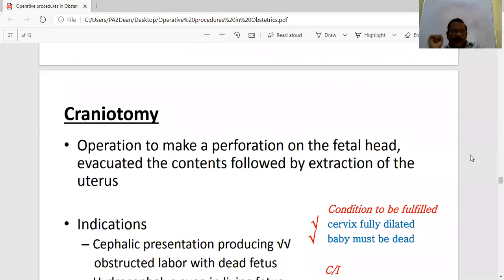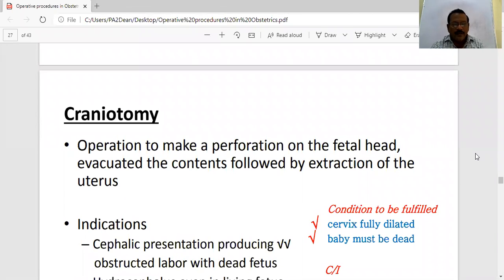Craniotomy is an operation to make a perforation on the fetal head in a bony part and evacuate the contents, followed by extraction from the uterus. So we'll be reducing the size of the head by perforating the cranium at a bony part, because if you do it in a membranous part, the sutures will close again. If you perforate in a bony part, it doesn't get closed. So we have to do the perforation in a bony part, then remove the contents of the brain through this perforated hole.